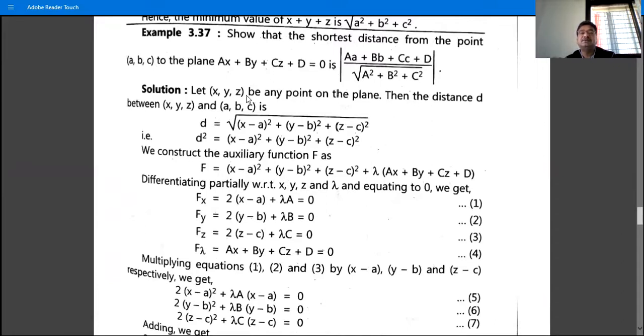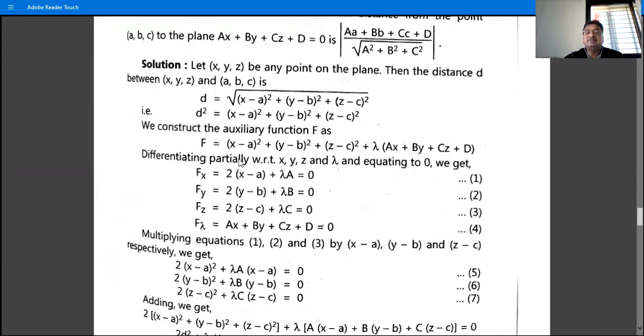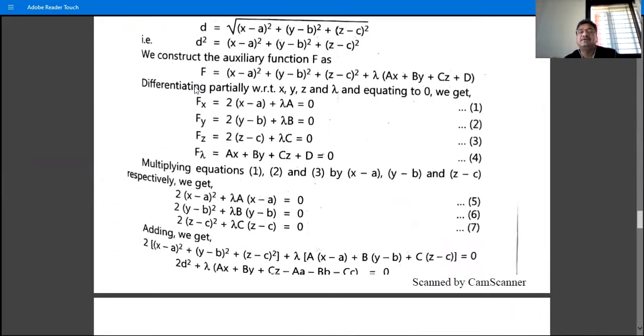So we construct: let x, y, z be any point on the plane. We have this ax plus by plus cz plus d is equal to 0. The distance of x, y, z and ABC is this. Then d square is this. We construct the auxiliary function capital F is equal to small f plus lambda into pi. Then differentiate partially with respect to x, y, z, lambda and equate to 0.